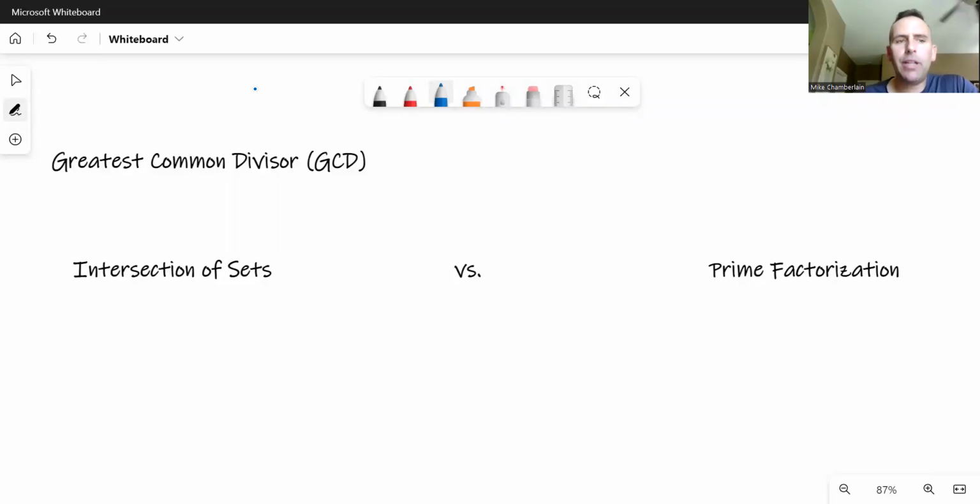Our last two number theory topics deal with things that occur again and again and again in the elementary classroom, and they are very important when we start dealing with fractions. The first one is a greatest common divisor.